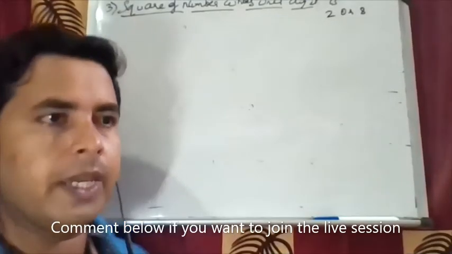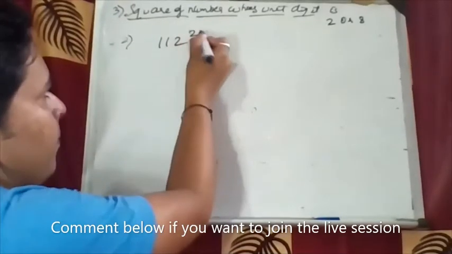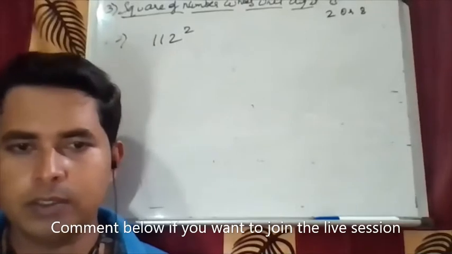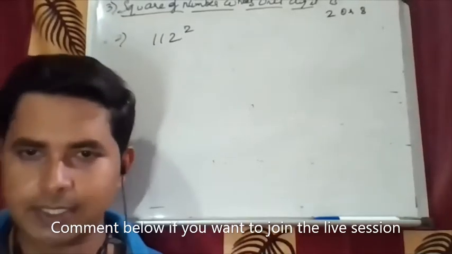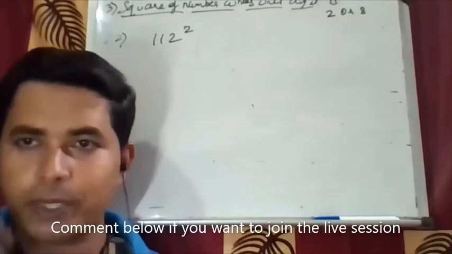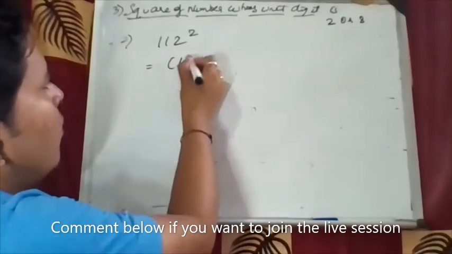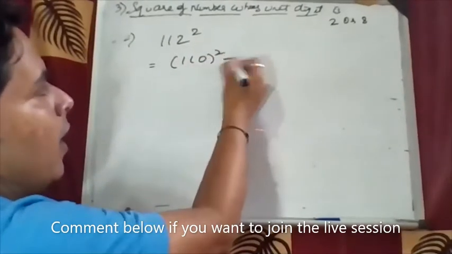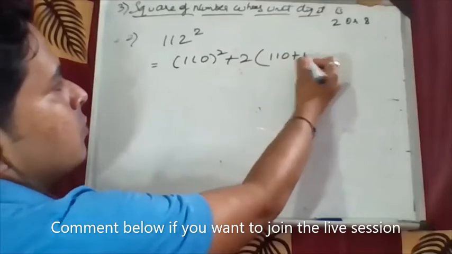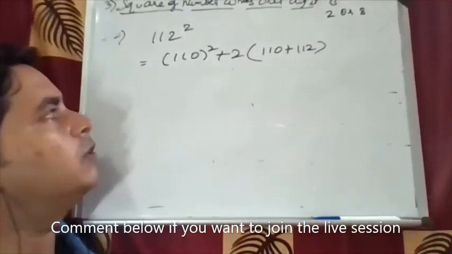Bigger one. Okay, I'll take a bigger one. 112 square. The 112 square unit digit is again 2. So as I said, take the difference as granted, it should be 2. So what will be the base number? 110. And 2 into 110 plus 112. This is the equation.